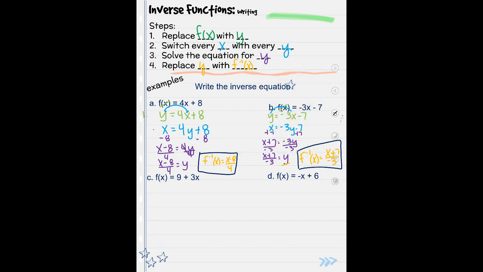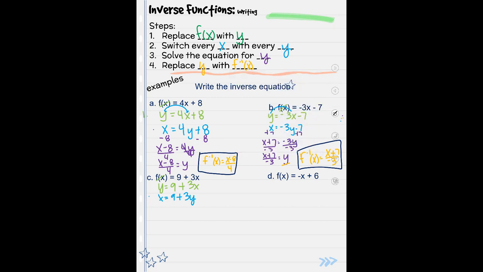This other example, get rid of your f of x first. Change that to a y. y equals 9 plus 3x. All right, we know the steps by now. Let's switch out our x's and y's. So that becomes x equals 9 plus 3y. At this step, don't change anything. The only thing we're doing is changing our x to y and our y to x. Don't start adding things. Don't start subtracting things. Don't do anything yet, okay?